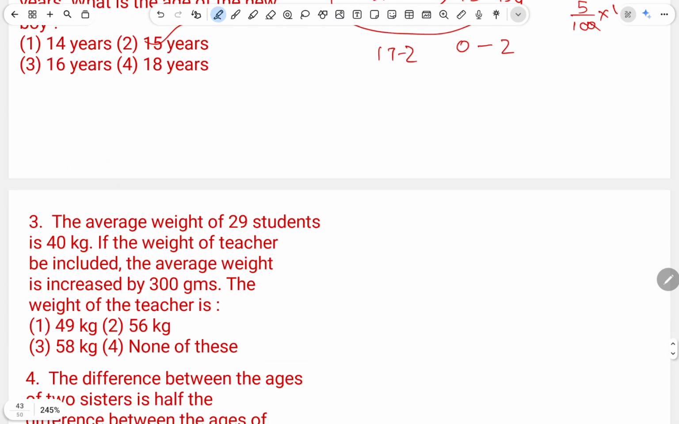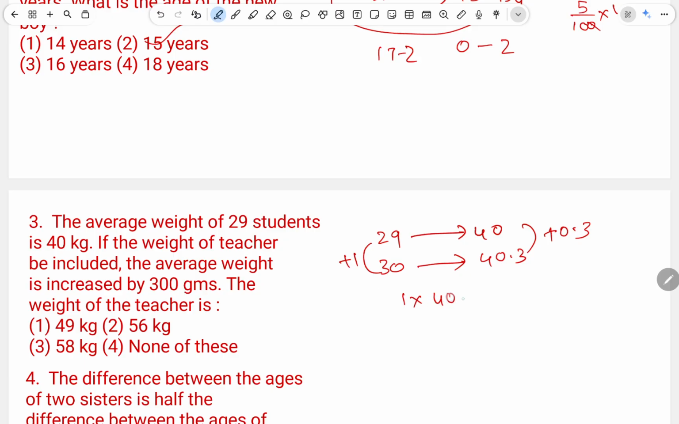Then next. The average weight of 29 students is 40. If the weight of the teacher is included, the average weight got increased by 300 grams, means 40.3. 300 grams is 300 by 1000, so it is converted into 0.3 kgs. A person got included, average got increased. The weight of the teacher is 1 into 40.3 plus 0.3 into 29. So 29 3s is 87, so 8.7. 0.7 and 0.3 is 1. 40 plus 8.